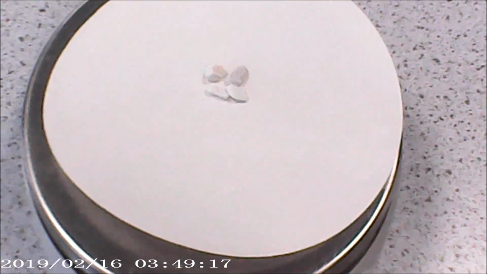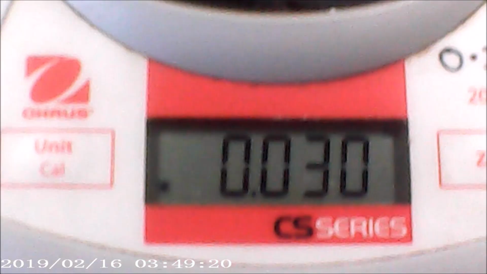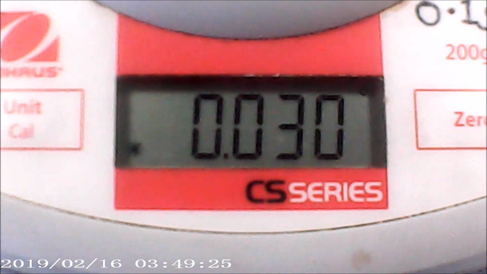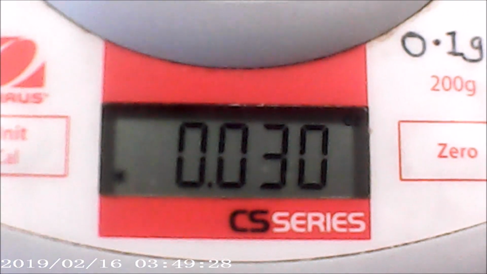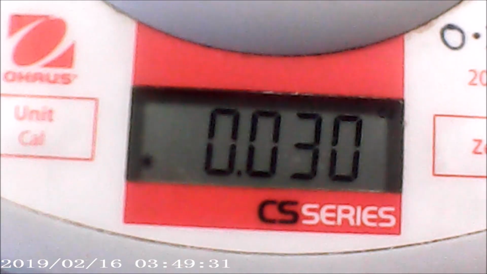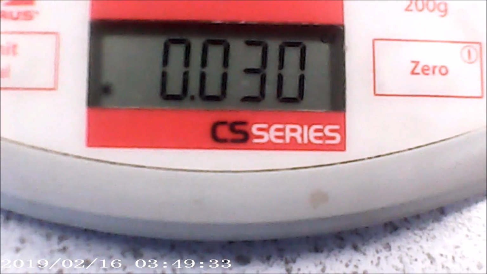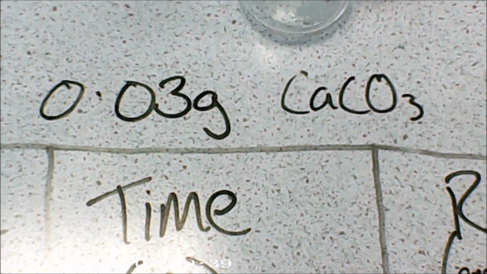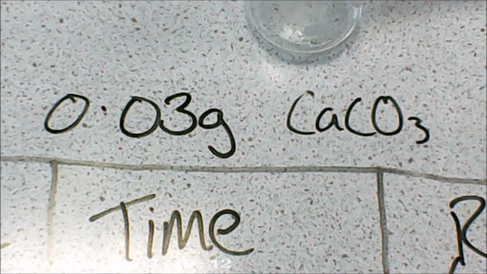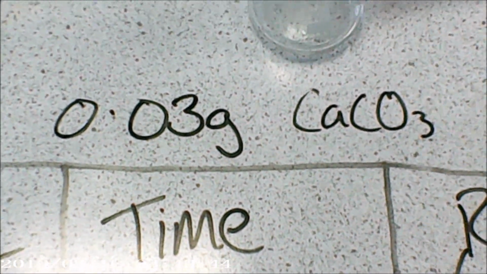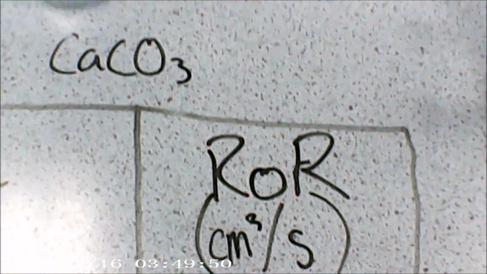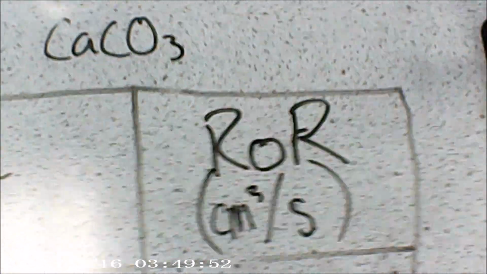Miss Donaldson has also weighed out some large marble chips because we also want to control the mass. So we have made sure there is 0.03 grams of calcium carbonate every single time. Marble chips are made of calcium carbonate, so we've used 0.03 grams each time. Because we are able to control a lot more variables than the last one, we're actually going to use these results to calculate a rate of reaction.